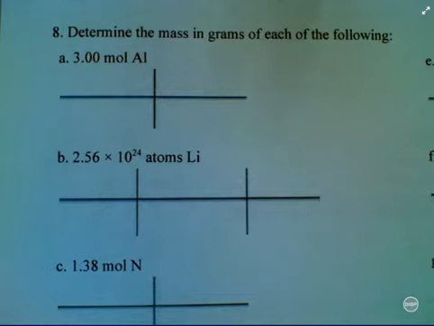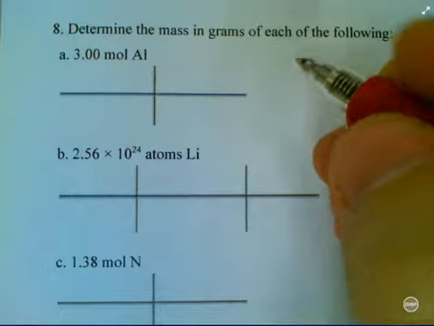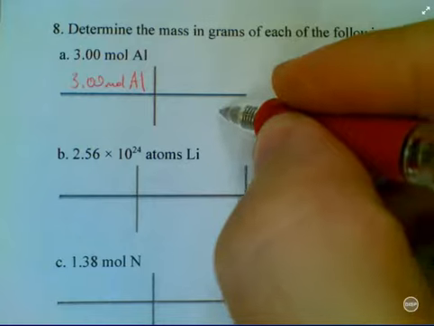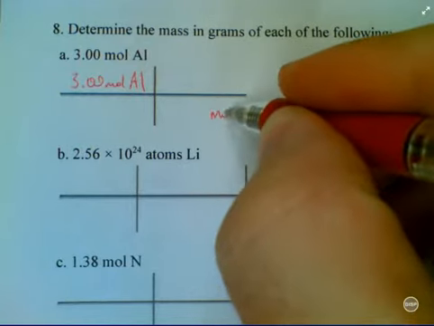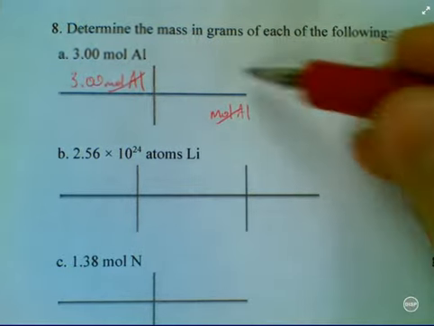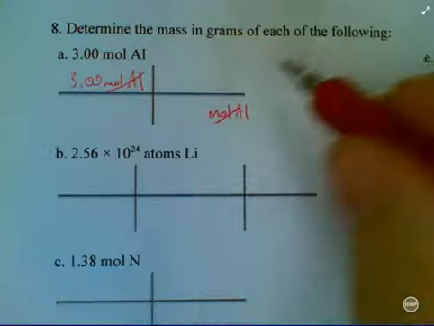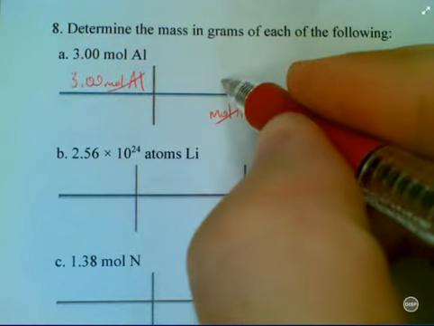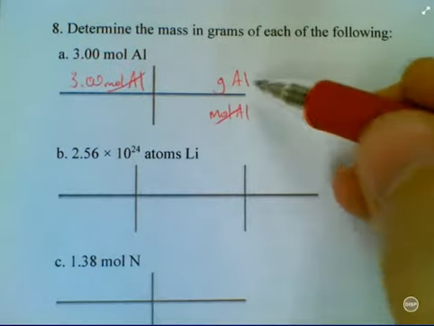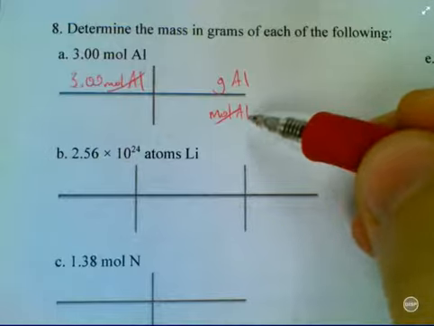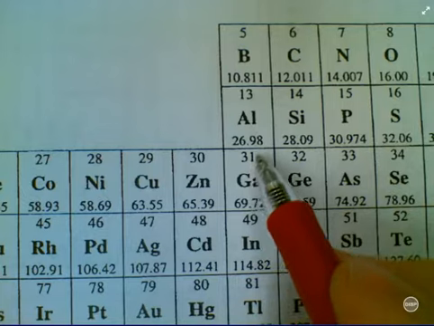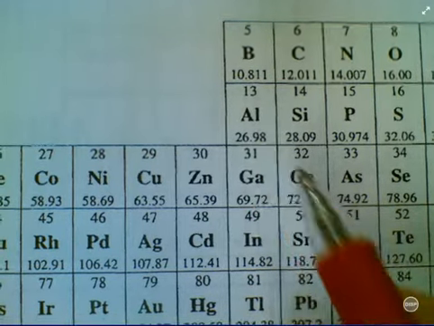3.00 moles of aluminum. And so what we are given to start with, 3.00 moles of aluminum. Now, just like we did in Chapter 2, if I'm going to cancel moles of aluminum, I need to have that as the denominator in my conversion factor. But I need to end in grams. Luckily, there is a number that relates grams of aluminum to moles of aluminum. It's called molar mass. And so I get out my periodic table, and I see that aluminum has a molar mass of 26.98 grams per mole.